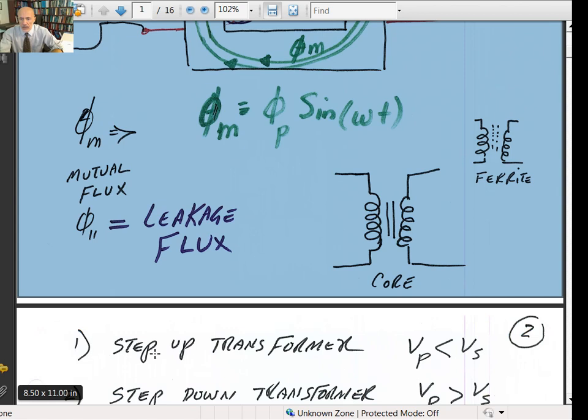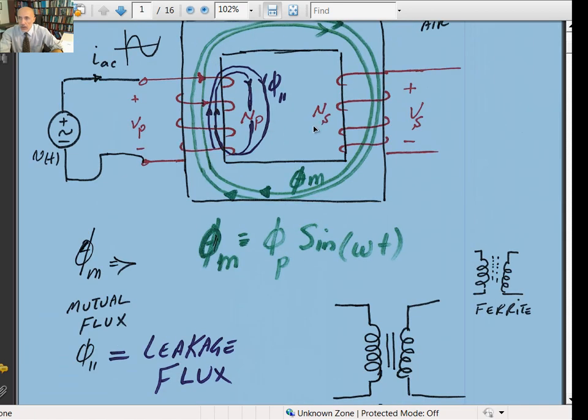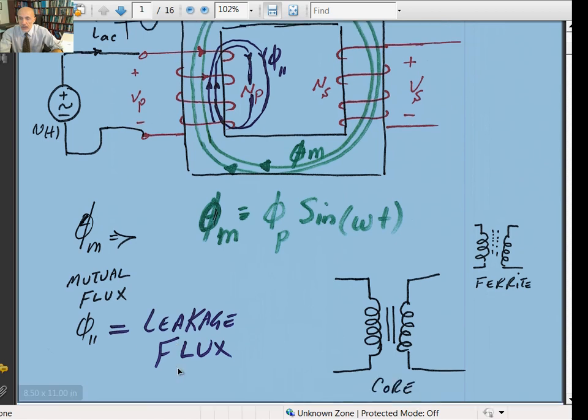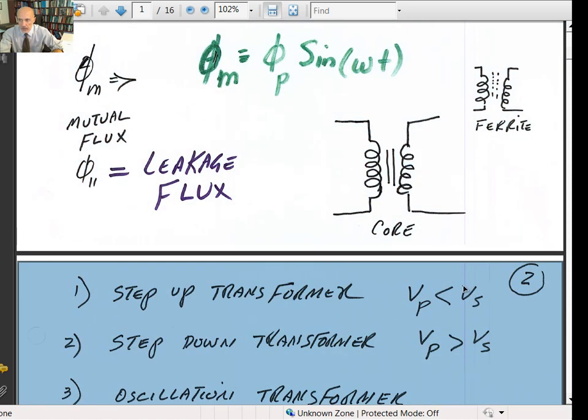Now, the application of the transformer is either as a step-up transformer, when N sub S is greater than N sub P, which means the voltage V sub S is greater than V sub P. So V sub S, the secondary voltage, will be greater than the primary voltage. Or a step-down transformer, where V sub S is smaller than V sub P.